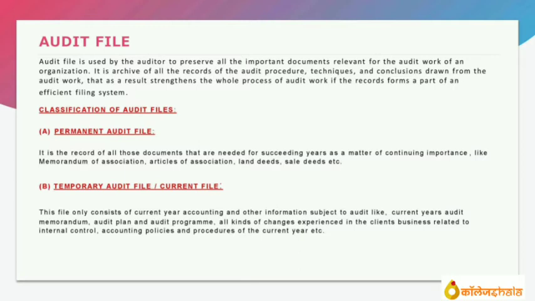Okay. Now, next we are going to the classification of audit files. It's permanent audit file, temporary audit file, or current file. As the name mentions, a permanent file is a record of all the documents that are needed for succeeding years as a matter of continuing importance. Those files which are of continuing importance, which will be needed for more years to come, are known as permanent audit file, like memorandum, articles. It doesn't change often in our client's business, land deeds, sale deeds, etc.